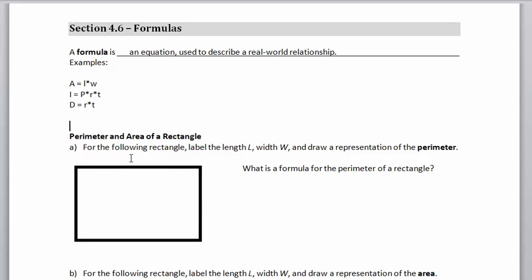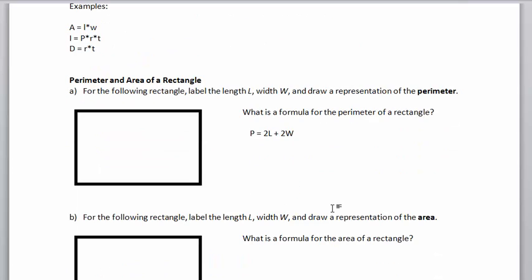So the perimeter of a rectangle is going to be about adding up all of the sides of the rectangle. The sides of my rectangle are the length and the width, and I have two of each of them, 2 lengths and 2 widths. So the formula for the perimeter is P for perimeter equals 2 length plus 2 width. Add up all the lengths and all the widths to get the perimeter. Perimeter is always an addition of all the sides of a geometric shape.